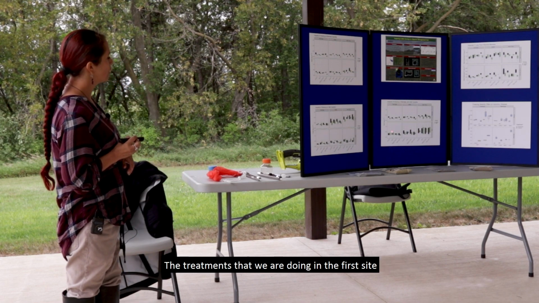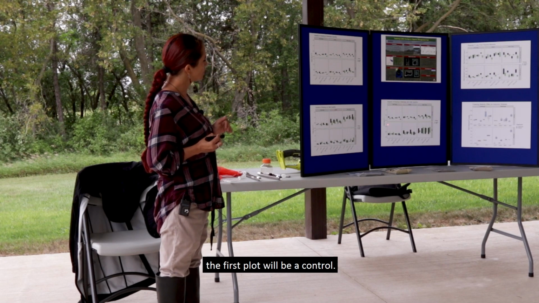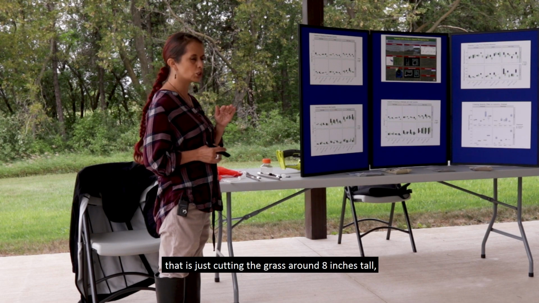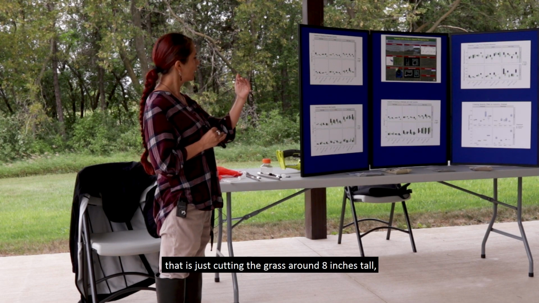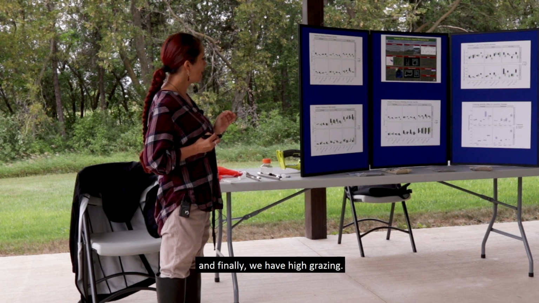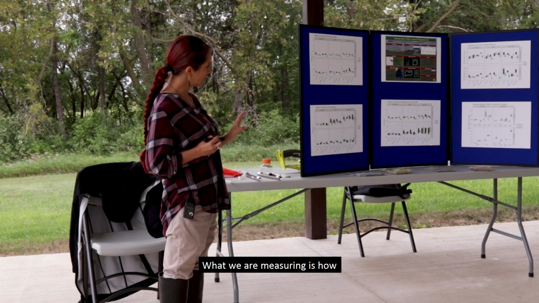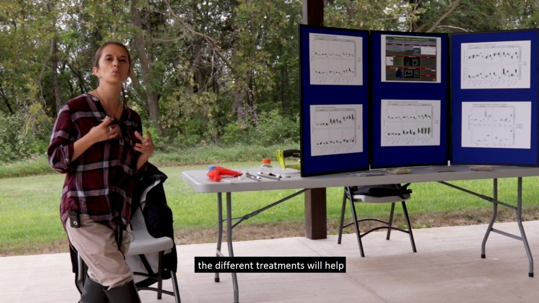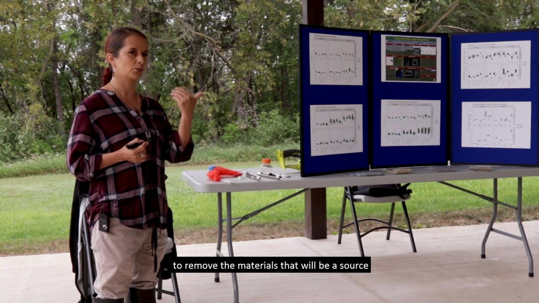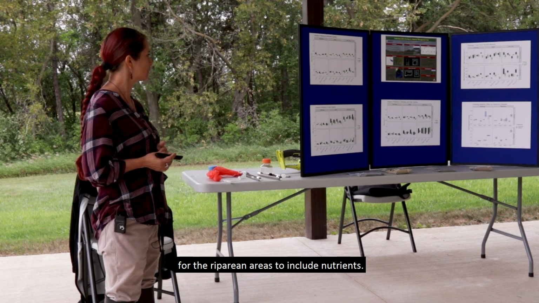The treatments that we are doing in the first site, and it will be in all the sites: the first plot will be a control. Then we have a mowed treatment that is just cutting the grass around 8 inches tall. Then we have regular grazing, and finally high grazing. What we are measuring is how the different treatments help to remove this material that will be a source of nutrients for the riparian areas.